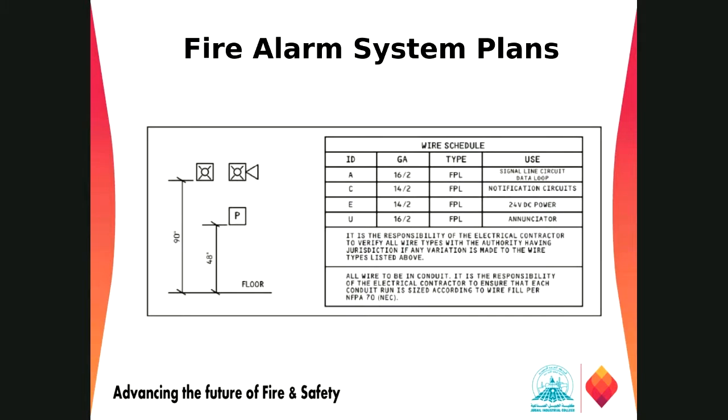for various equipment, right? So for the SLC circuit, they need 16 by 2 gauge, which is just the thickness of the wire. What's the number of wires and all. The FPL is the fireproofing materials, and so on. This is all based on NFPA 70 requirements.